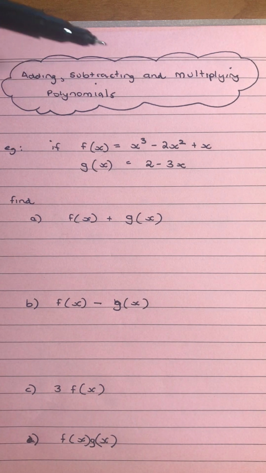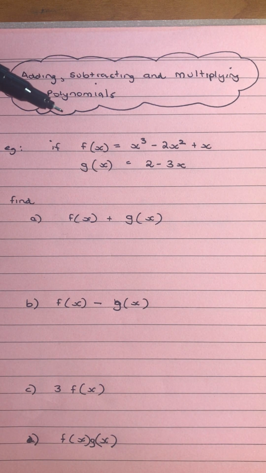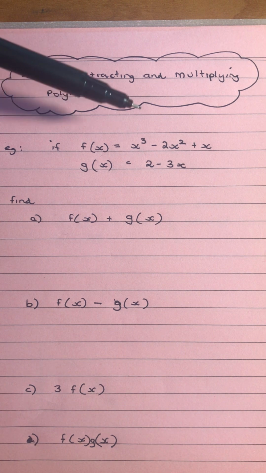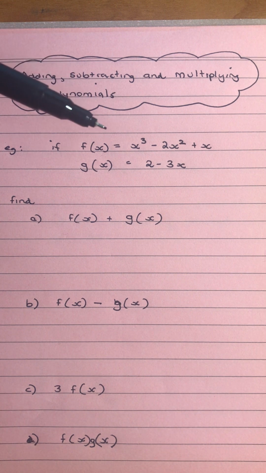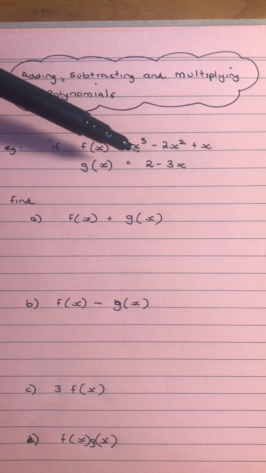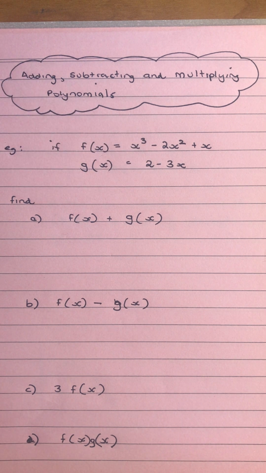Having a look at adding, subtracting and multiplying polynomials. Now when we see the word polynomial, we're talking about an equation that has multiple terms. So that's poly means many, nomial terms. So we're looking at two different ones here. We've got a cubic and we've got a linear. We could do this with quadratics, etc., just multiple terms.